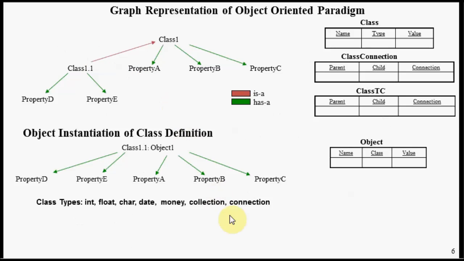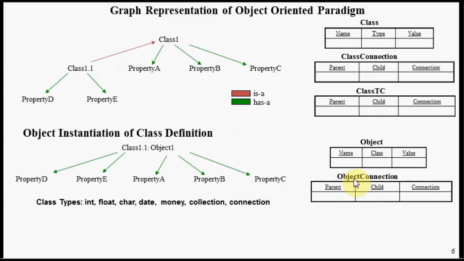Let's look at the tables needed to support our object graph here. We have a table called object, which represents the nodes of our object graph. Again, it is basically a name-value pair with a class column here, representing the kind of class that we're instantiating, including the class properties. We also have an object connection table here, which represents the connections of our object graph. So it's a parent-child pair, again with connection type.